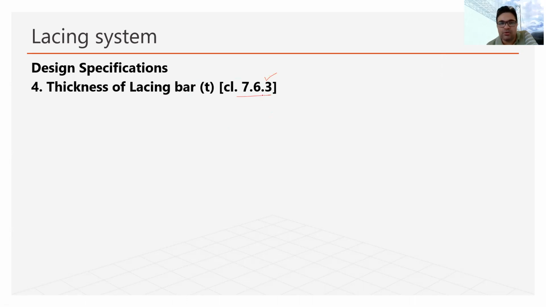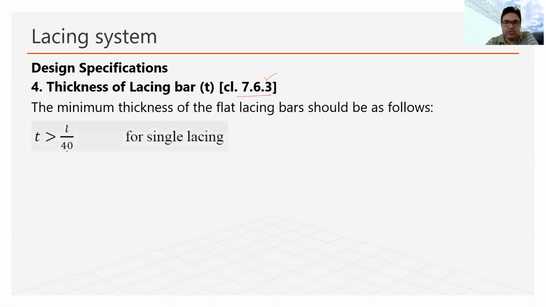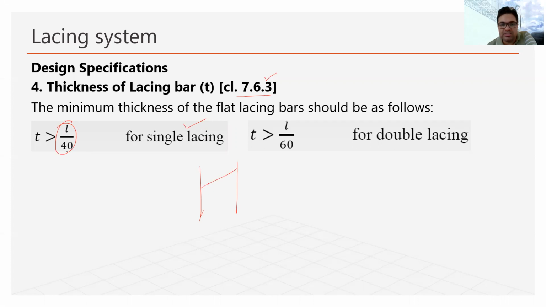As per this clause, the thickness of lacing bar should be as follows. If we are using the single lacing bar, then it will be L by 40. Now, what is L? Again, I'm showing. If this is the lacing bar like this, then this is the length of lacing bar, L. So L by 40 may be taken as the thickness of lacing bar; it should be more than this ratio, L by 40, in case we are using the single lacing system.